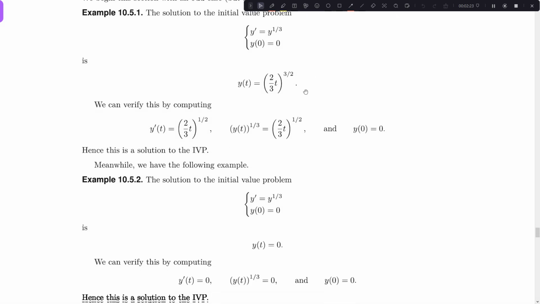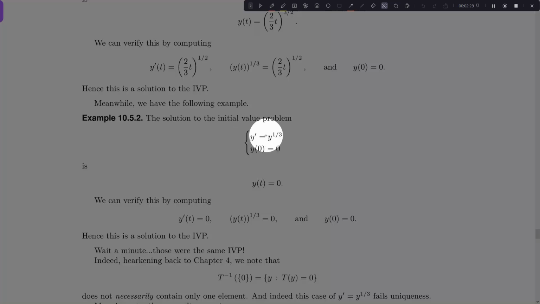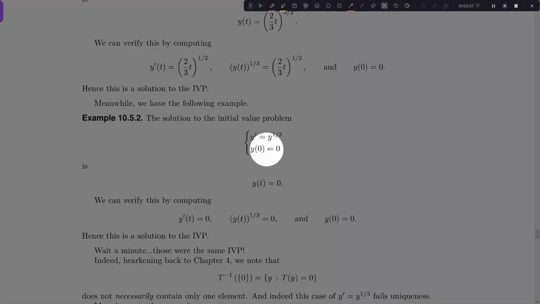And then we move on to a second example, and we have this initial value problem, y prime equals y to the 1/3, and y at 0 is equal to 0. Now I'm going to claim that for all times, y equals 0 is a solution. We can verify this by computing a derivative of 0, and we get 0. We take a cube root of 0, and we get 0. And we also evaluate the function 0 at the time 0, and we get 0. And so we satisfy the initial condition, and we clearly satisfy the ODE as well. So 0 is a solution to this ODE.